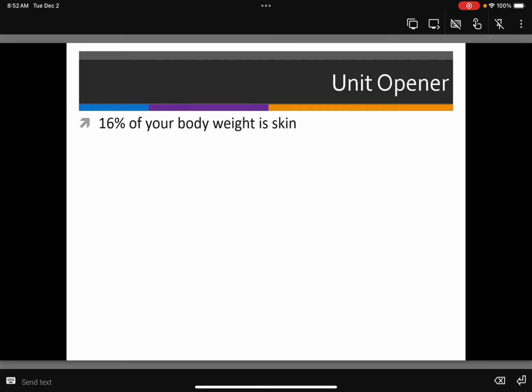All right, so 16% of your body weight is skin. The skin is the largest organ of the body. Did you know that? Did you know skin is an organ? It is made up of thousands of cells. Millions of cells, probably. Thousands of those are lost every single hour.